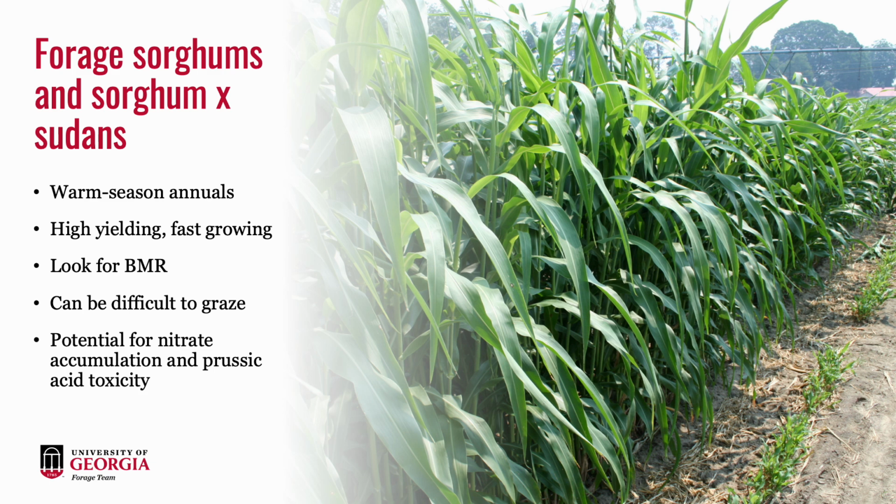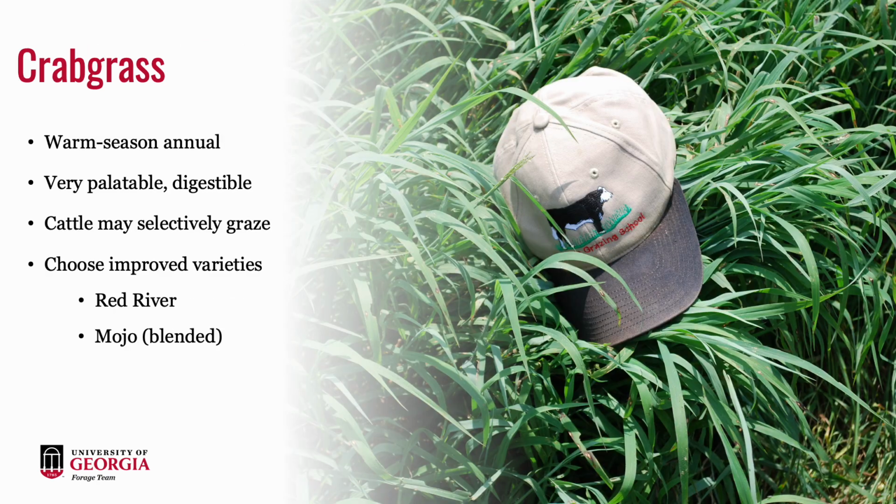Forage sorghums and sorghum Sudans have the potential for both nitrate accumulation and prussic acid toxicity. One that's not listed here on the screen that you do need to be aware of is these are also prone to sugarcane aphid. This insect is very easy to manage with insecticides at planting and once you're getting closer to harvest or grazing, but it is something else that we need to be scouting for. And during drought events, we're often wanting to minimize our inputs, not be scouting for additional insects.